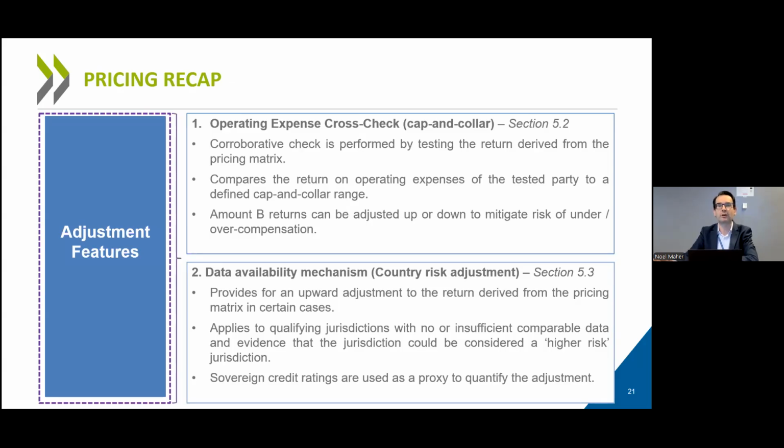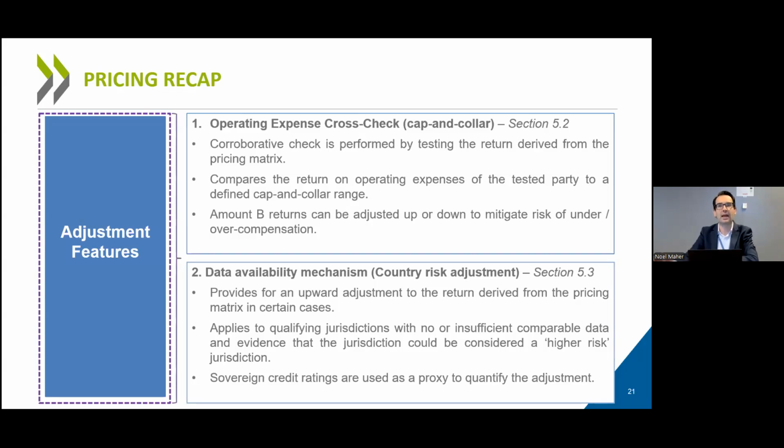So we're using sovereign credit ratings not because it's perfect, but because it's an effective proxy for identifying and quantifying these risk premiums. And again, further guidance is available on how this mechanism operates. We think it's especially relevant to developing countries where we do routinely observe evidence of higher operating risks, not least as evidenced through lower than average sovereign credit ratings.